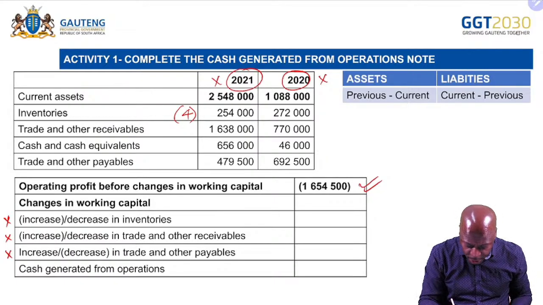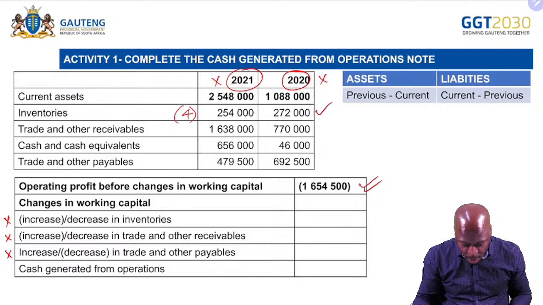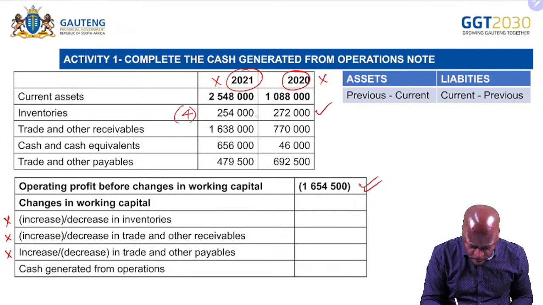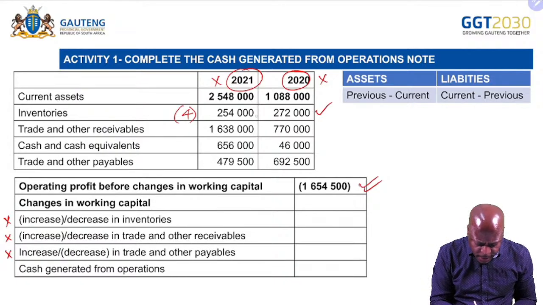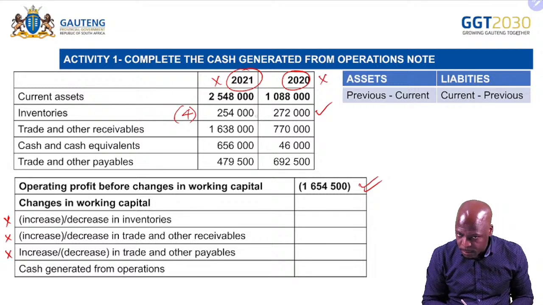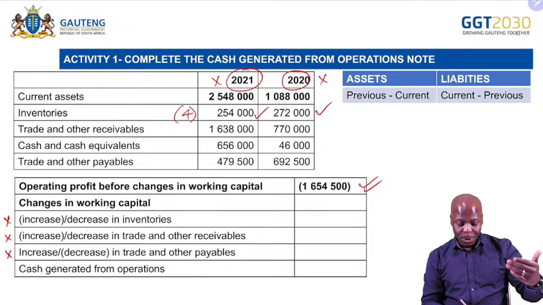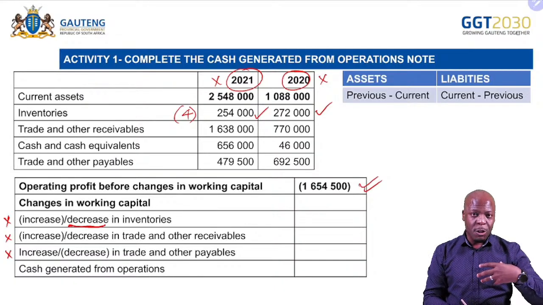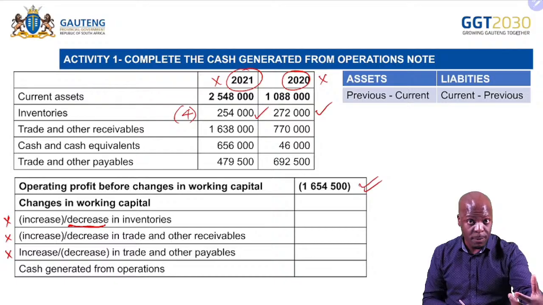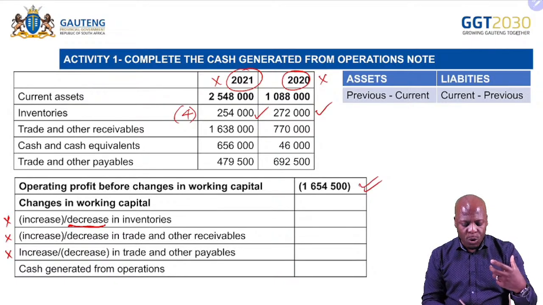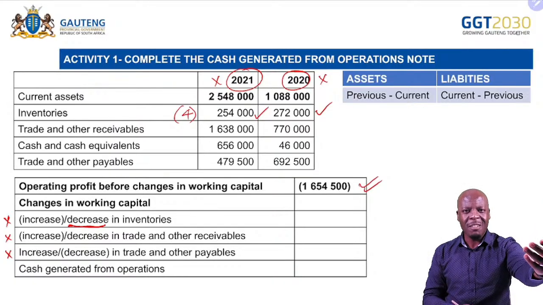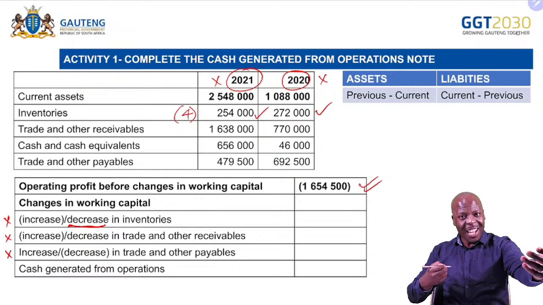In 2020, I have 272,000. But in 2021, I have 254,000. That means I have a decrease. I have a decrease in inventory. My inventory has decreased from 272 to 254. That means inventory is going out. And once inventory goes out, it's a cash inflow. Out goes inventory, in comes cash.